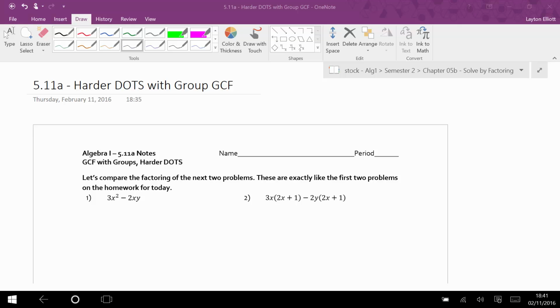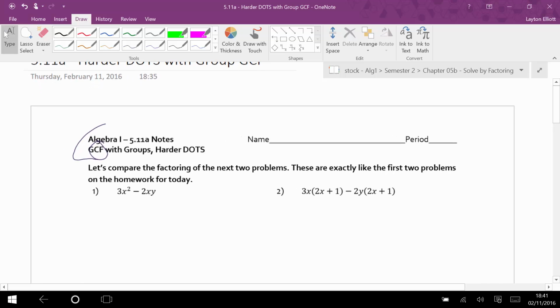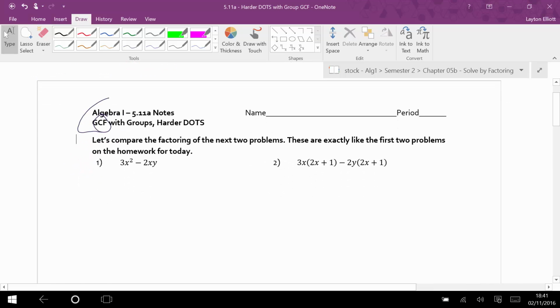So I know we have more factoring, and we're going to look at the most common type of factoring that we ever do, greatest common factor. This greatest common factor is going to be a little bit different, and it's going to be similar to stuff that we saw early on in the last chapter.